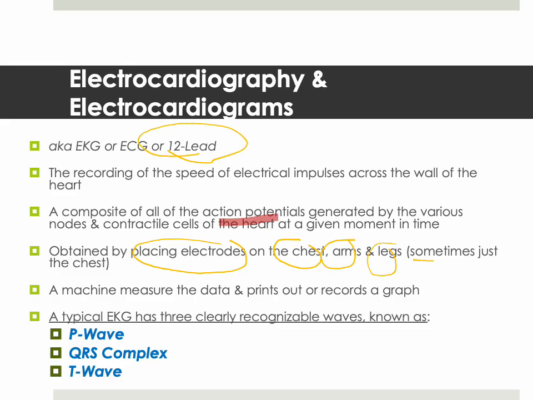And as it says here, sometimes it's just the chest when they only use an 8 leads EKG. So the machine measures the data and prints out the record. You guys have seen this at some point. It's a pinkish paper, and you will see the recording on that, okay? A typical EKG has what we have talked about before: a P wave, a QRS complex, and then a T wave. And we're going to talk in detail about that, okay?